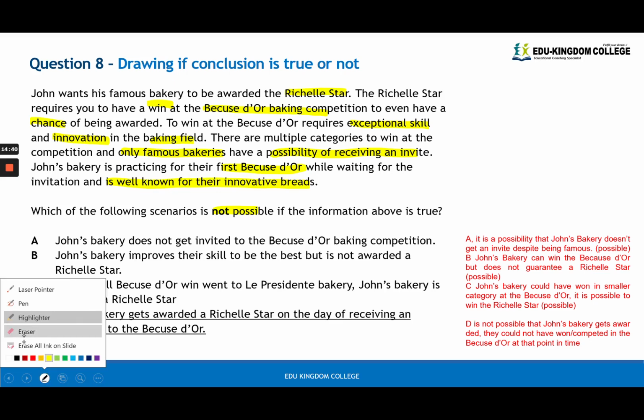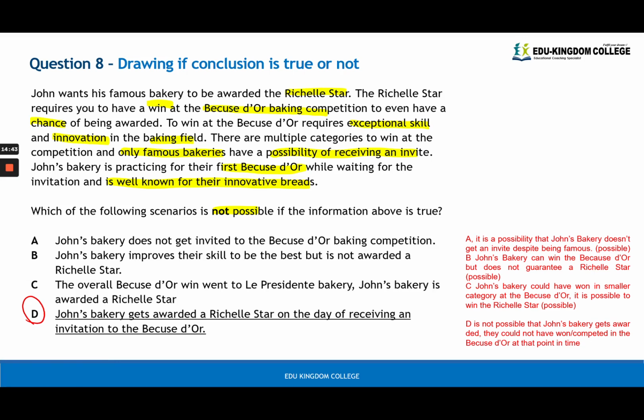The answer here is D. Okay, D says John's Bakery gets awarded a Rochelle Star on the day of receiving an invitation to Because d'Or, and that's because remember you can't have been awarded because they haven't completed the Because d'Or yet, and you have to win the Because d'Or competition to be awarded the Rochelle Star. Just after inviting them, they haven't even attended yet, therefore you can't be awarded straight away. Okay. A, B, C, the explanation for why these ones are possible is here. Pause the screen now if you'd like to read.